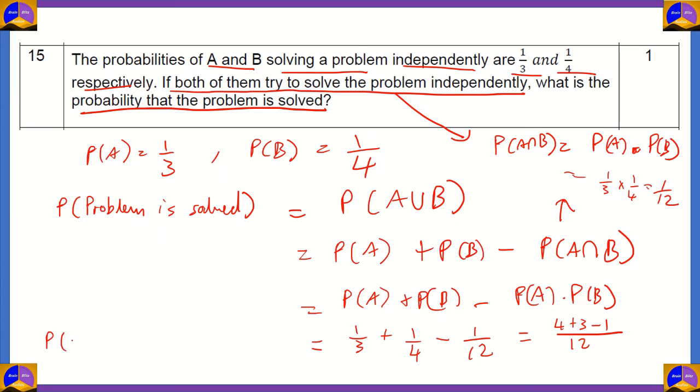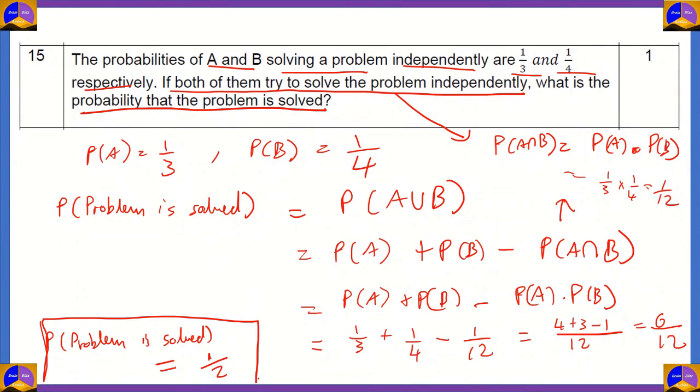So P of problem is solved is equal to 3 minus 1 is 2, 4 plus 2 is 6, 6 by 12, which is equal to 1 by 2. So P of problem is solved is equal to 1 by 2. So that fetches you full points. If you write 6 by 12, it still fetches you full points, but then by that time it will be easy for you to simplify to 1 by 2.